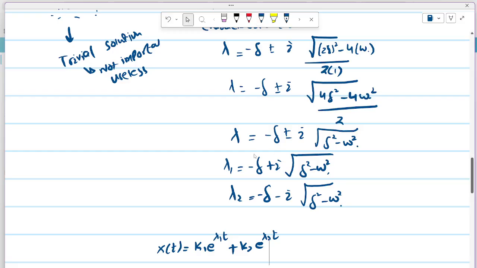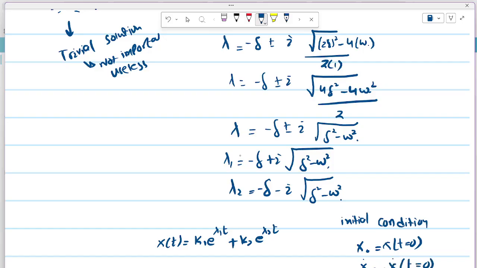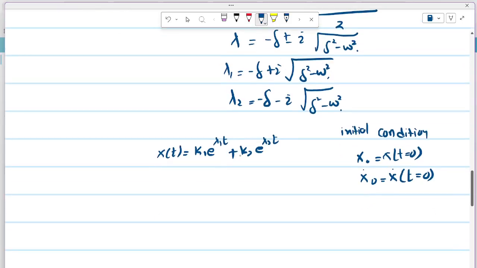So here we can substitute the values of lambda 1, lambda 2 and just start solving. Find out values of k1, k2. Obviously we will need initial conditions as well. Let's say x at 0 equals x at t equals 0, and x dot of 0 equals x dot at t equals 0, and so on. After substituting all of this, we will have some values of k1 and k2. Once we have the values of k1 and k2, we can resubstitute back into this equation and report the final solution.